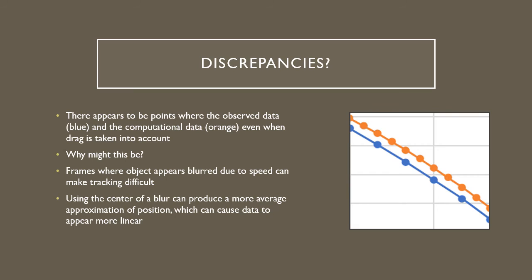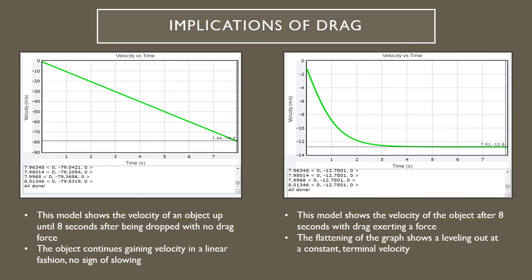Why might this be? The culprit could lie within data analysis, specifically choosing the center of mass at each frame. Given the increasing speed of the object and a relatively low frame rate of 30 frames per second, the object appears blurred in some frames. The best approximation of displacement in these frames is the center of the blur. Taking the center of the blur is, in essence, taking an average of the motion. This could partially explain why the observed data has a shallower curve. With a limited time frame to observe, drag doesn't make a profound effect.